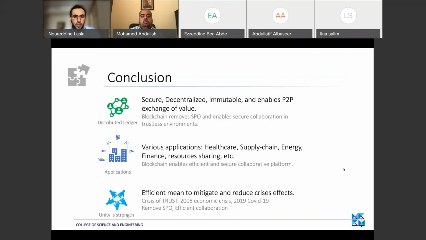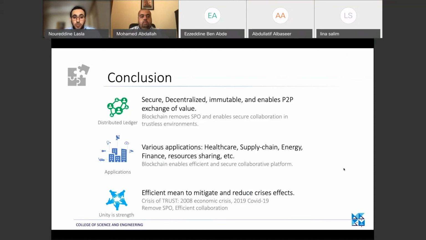So by this, we reach the conclusion of this talk. In conclusion, we have seen that blockchain, by providing a secure, decentralized and immutable distributed ledger that enables peer-to-peer exchange of value, can be a very important and promising technology, mainly to remove single points of failure and also to enable collaboration in trustless environments.